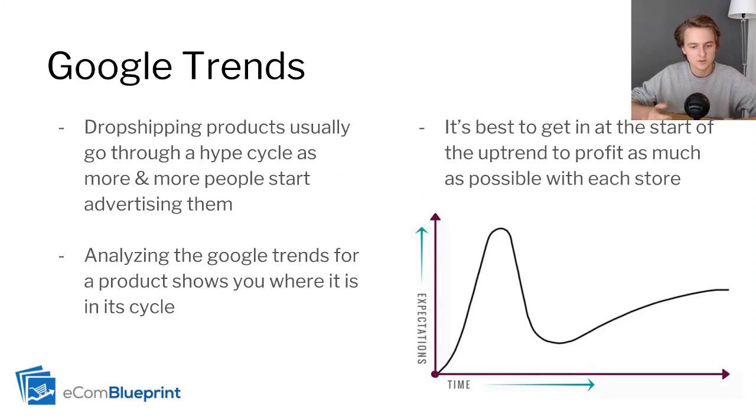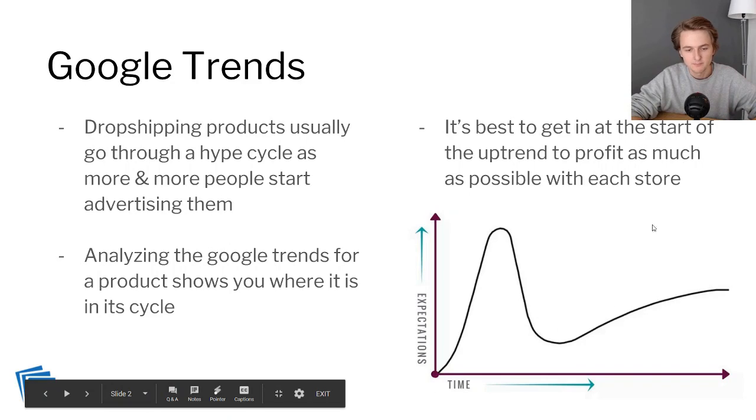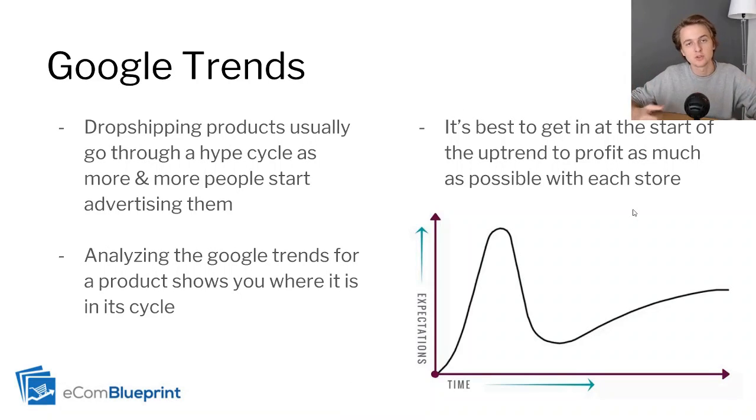So products usually go through hype cycles as more and more people start advertising them, and this is usually what it'll look like. So you can keep this image in mind. And so analyzing the Google Trends for a certain product will show you where it is in that cycle. And you want to get in at the start of an uptrend, essentially, to make sure that you profit as much as possible with each store.